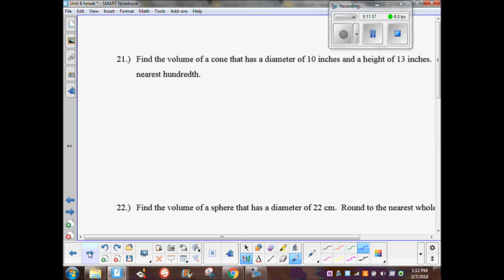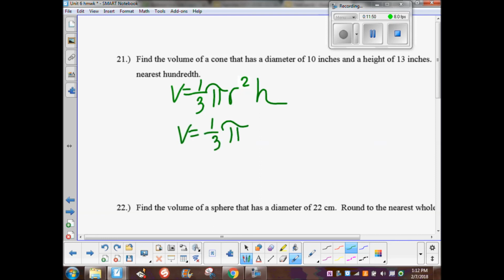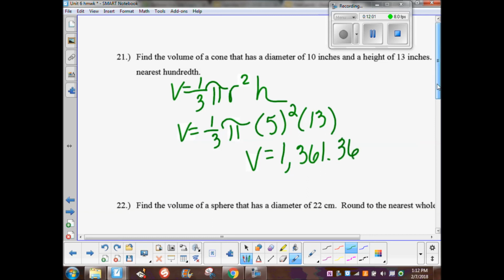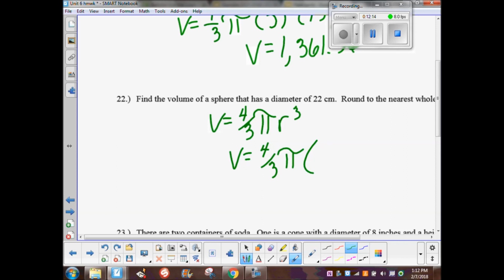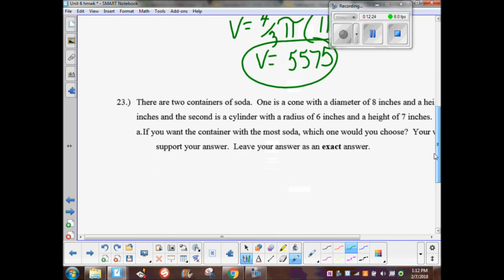Number 21. So we've got a cone, and nearest hundredth, so use the pi key. 1,361.36. Volume of a sphere. Okay, the diameter is 22, so my radius is 11. And nearest whole number, so you're going to round. Use the pi key and round.